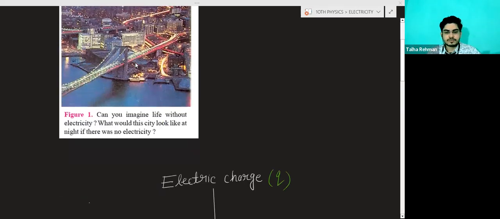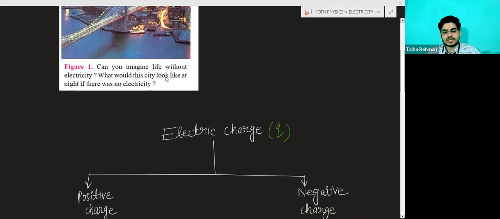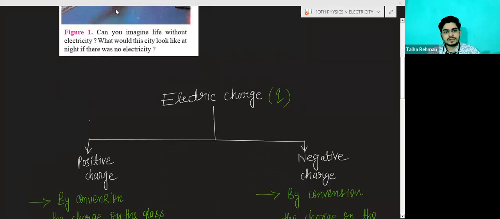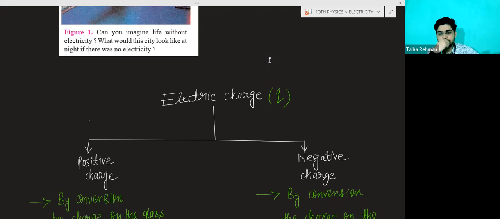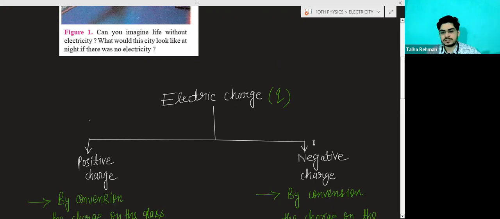Okay. Now I will start from the electric charge. So electric charge, we know there are two types of charge: positive charge and negative charge. Like mass, there is a quantity called charge. Basically, charge is the fundamental or intrinsic property of a body. There are two types of charge: positive charge and negative charge.